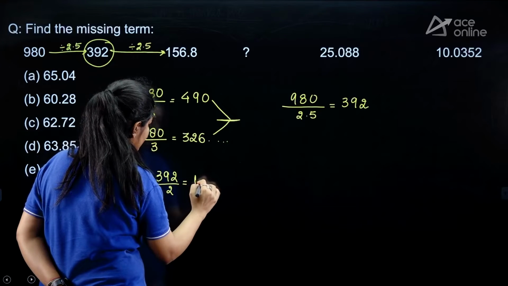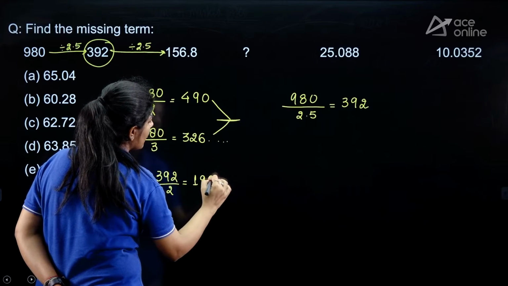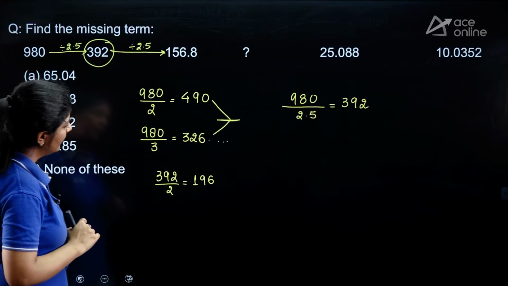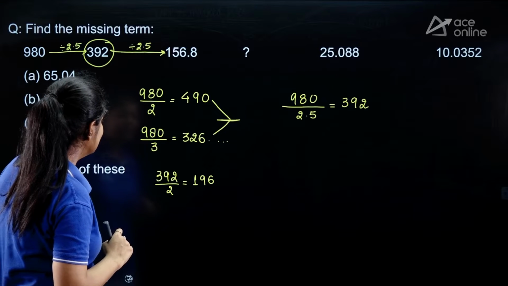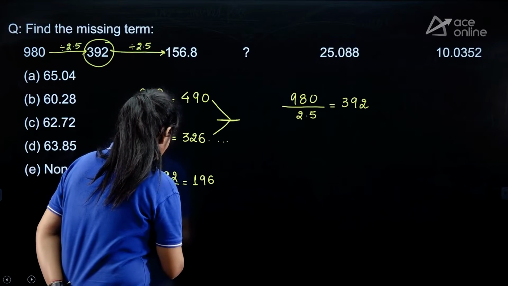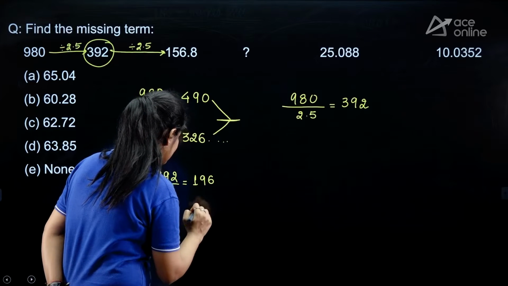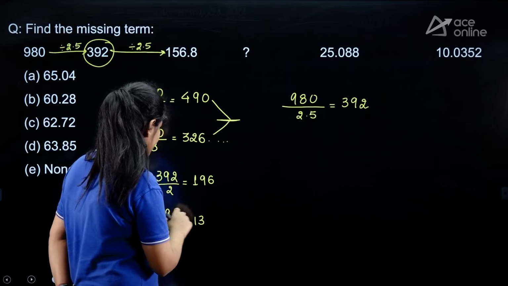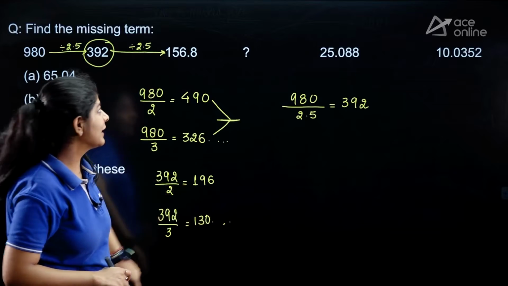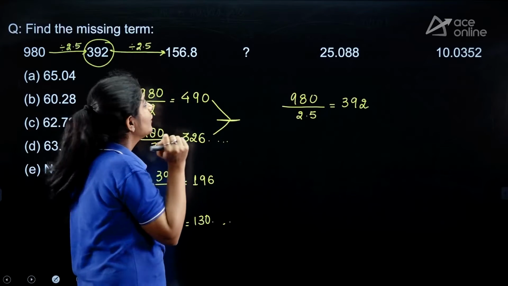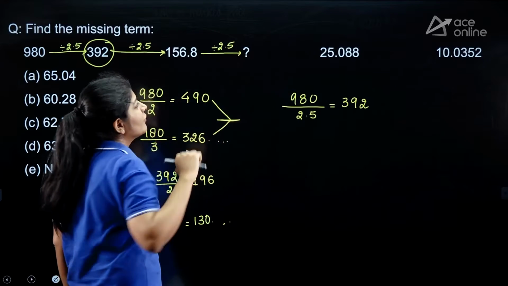You are getting 196, right? And if I divide it by 3, we are getting 130 point something, right? Again the value is lying in between these two. That means again it is present on the multiple of 2.5. So again it is present on the division of 2.5.